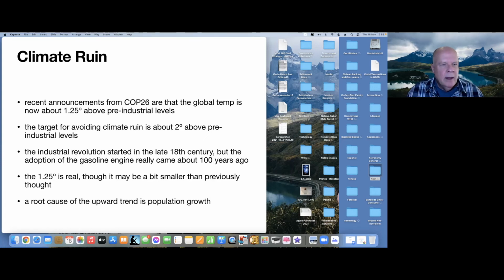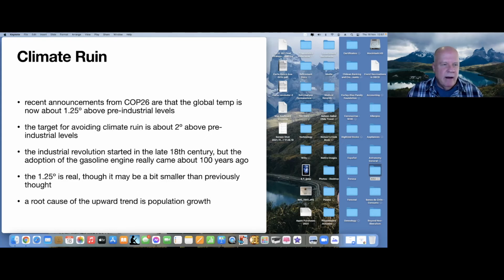That's not the climate ruin itself, but that sort of sets the mechanisms in motion in order to get you there. So looking at this and knowing that the Industrial Revolution started in the late 18th century, but the adoption of the gasoline engine didn't really come about until 100 years ago, expecting then that probably a lot of the increase has come in the last 100 years. So we know that 1.25 currently is already real, maybe a bit smaller than previously thought, but it's still a real thing to deal with.